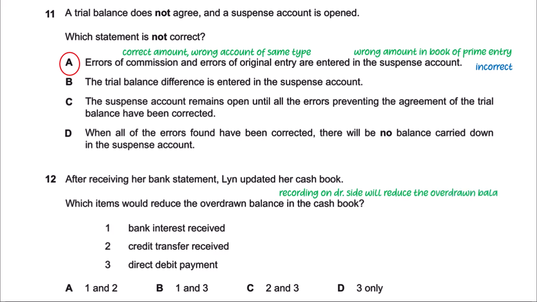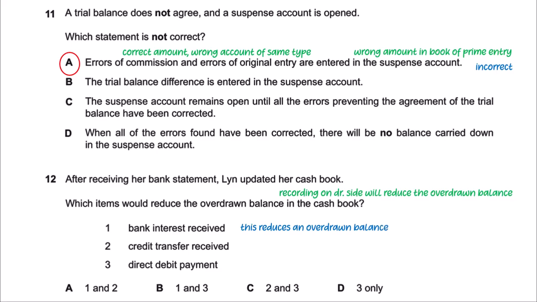Okay. In number 1, it is written bank interest received. Bank interest is income for the business, meaning the bank account will increase. You know that receipts and incomes are recorded on the debit side of the cash book. Therefore, we will enter this on the debit side of the cash book, which will reduce the overdrawn balance.